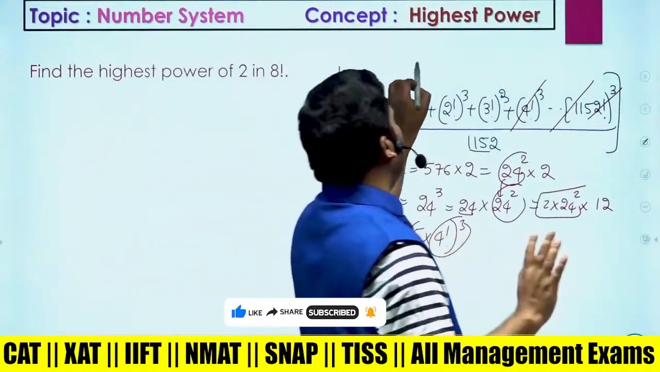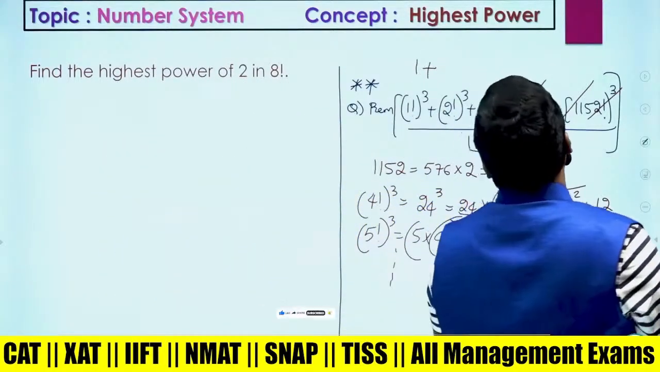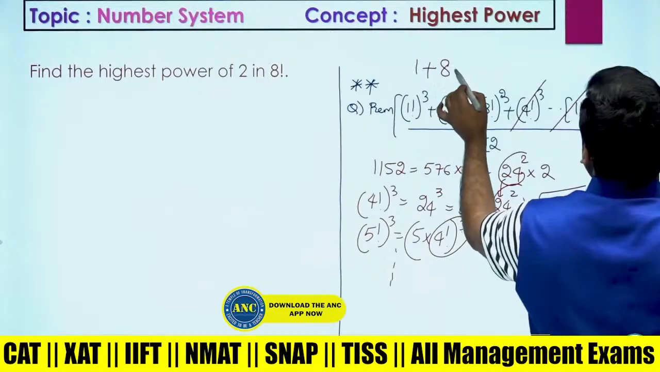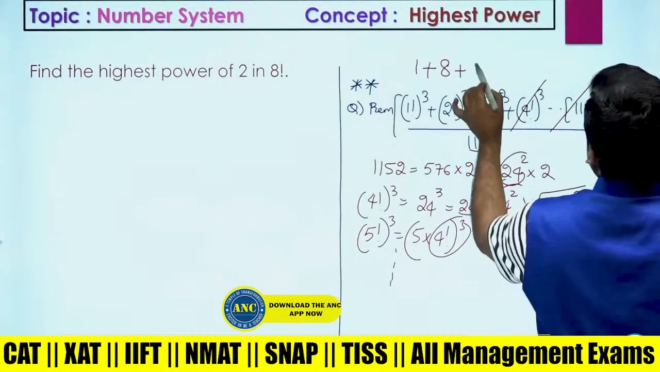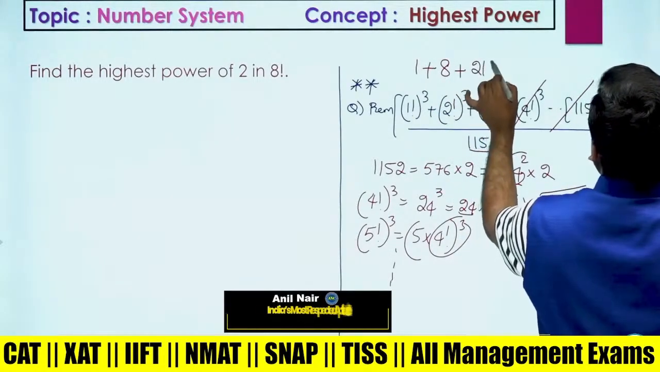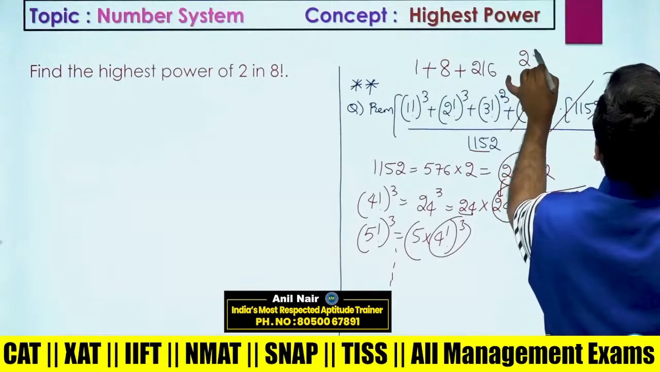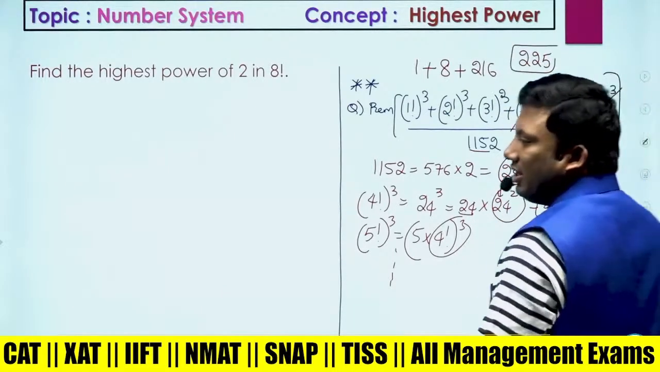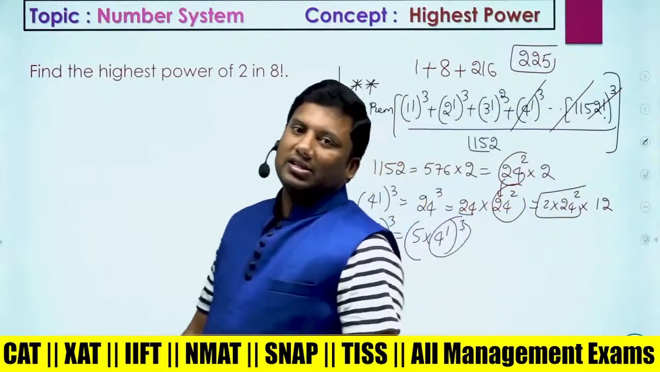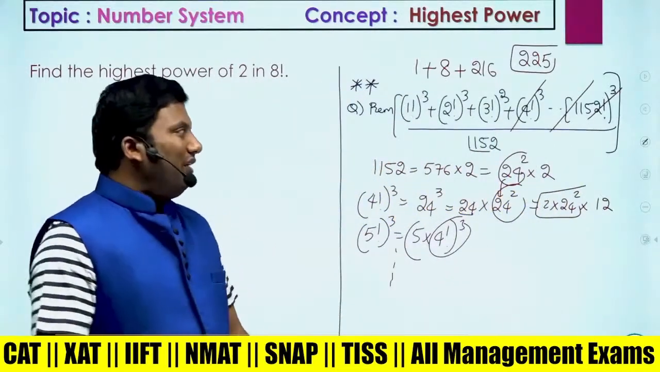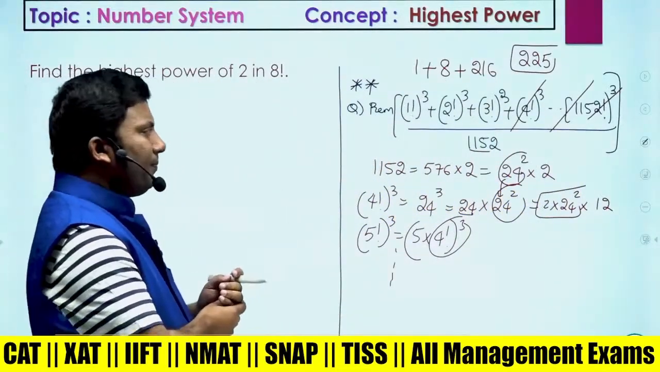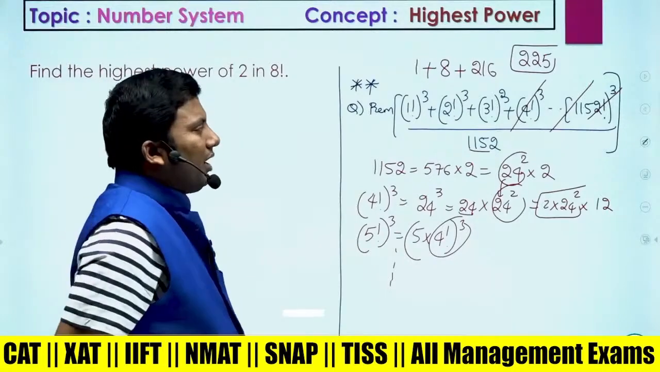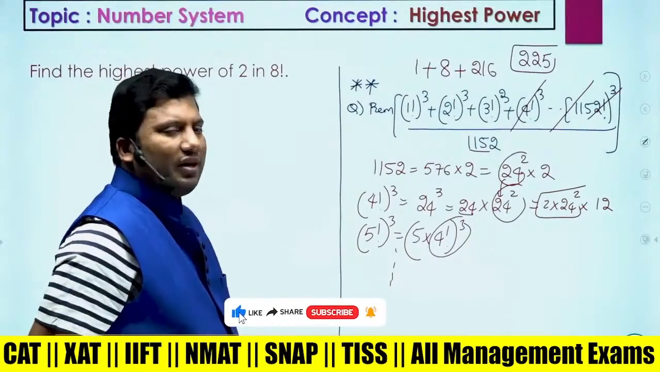So 1 factorial is 1. 2 factorial is 2, and 2 cube is 8. 3 factorial is 6, and its cube is 216. So the answer for this question is 216 plus 9, which is 225. The answer for this question is 225. It is a CAT replica question. You can easily solve it.